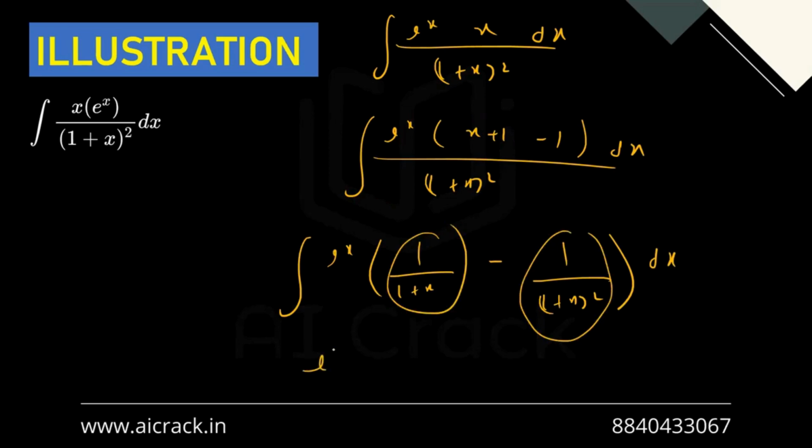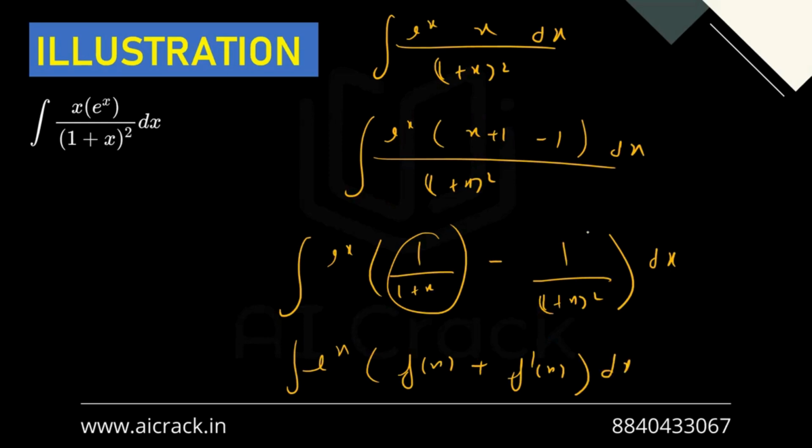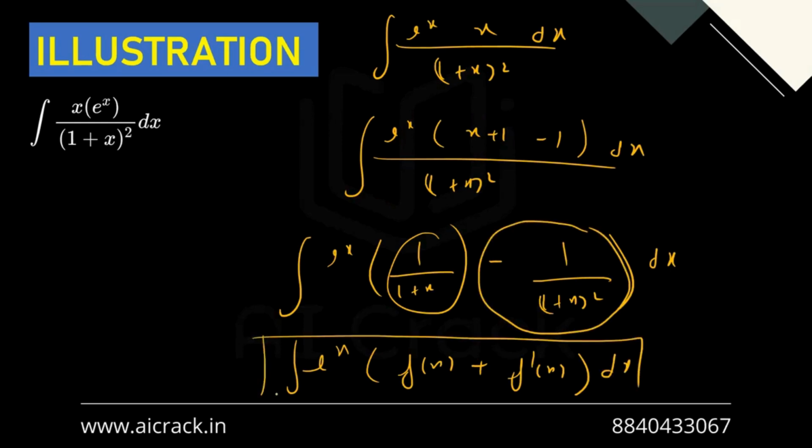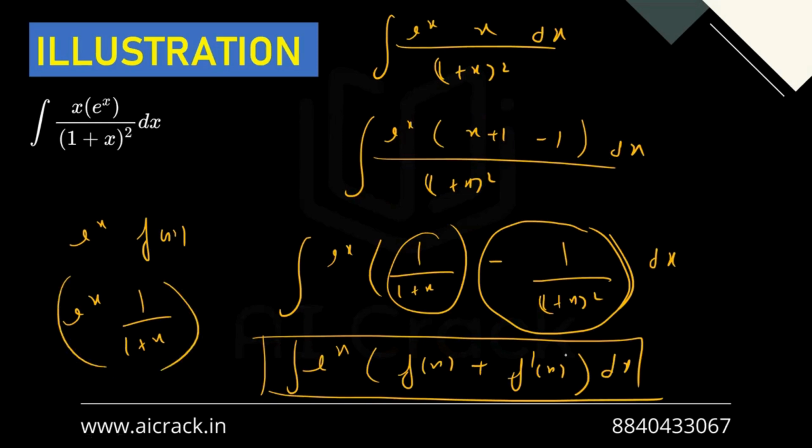So what we have got? We have got e raised power x, this is f(x) and this is f'(x), dx. So this minus is a part of the derivative, right? So that's why we have written plus over here. So now we have got this kind of format. Now you can directly write the answer as e raised power x into f(x), that is e raised power x multiplied by 1 upon (1 plus x). This is our answer. Okay.